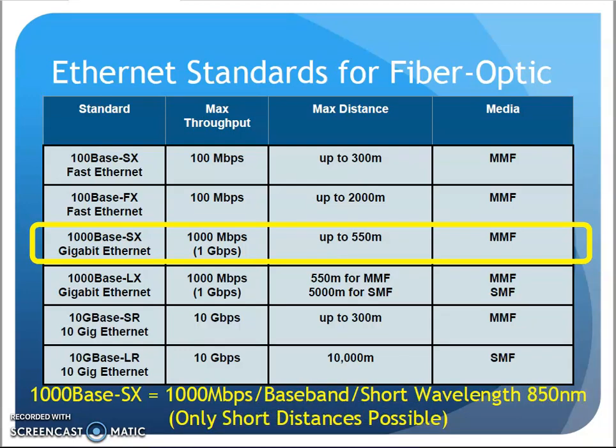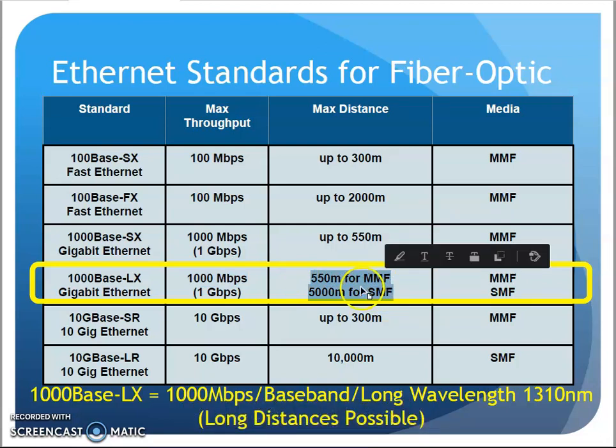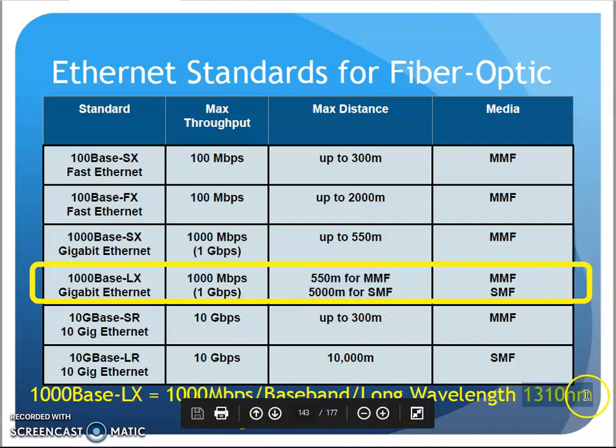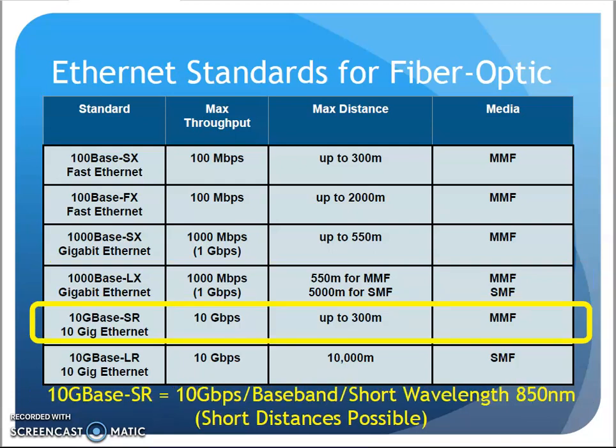The LX, 1000 base LX, gigabit. If we're going to use multi-mode, we can go 550 meters. If we use single mode, we can go 5,000 meters because we're using a longer wavelength, 1310 nanometers. I can go longer wavelength, I can go longer distance. So I can get up to 5 kilometers now using single mode with my gig link, which again, once upon a time when you were doing 10 meg or 100 meg twisted pair connections to a desktop, having a gig go a good distance between buildings was very valuable.